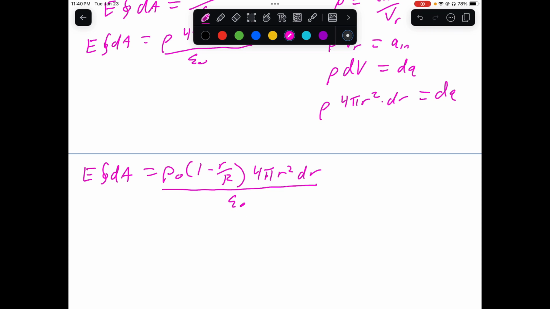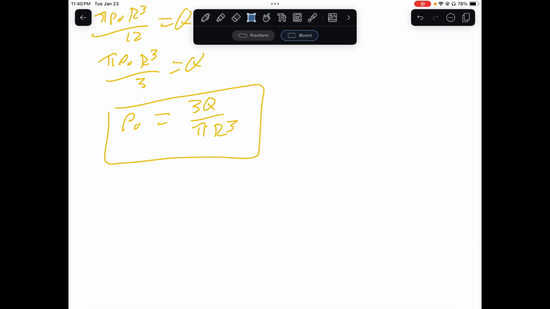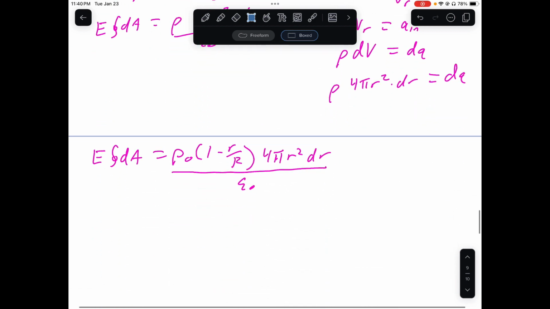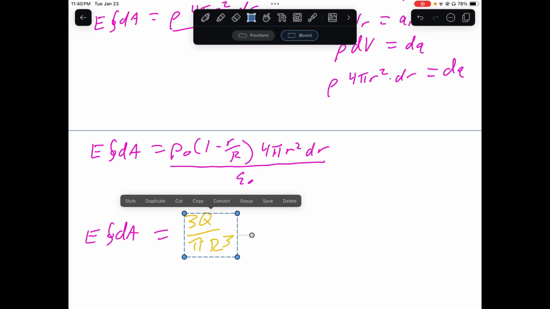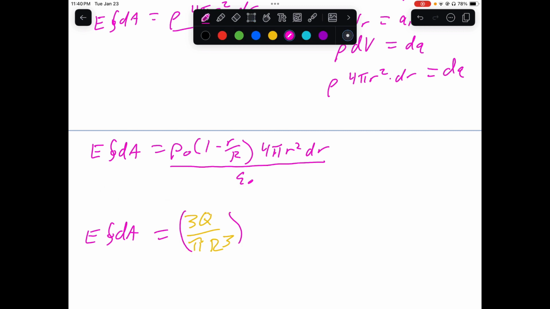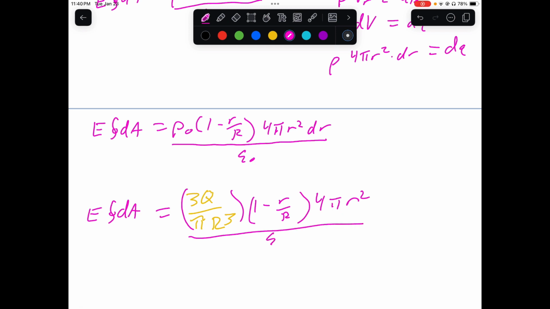Because I have a function for rho naught, that's what this is here. I have to write this expression in terms of the given variables and fundamental constants. So E dA is equal to rho naught times 1 minus little r over big R, times 4 pi r squared, all that over epsilon naught dr. What a mess.